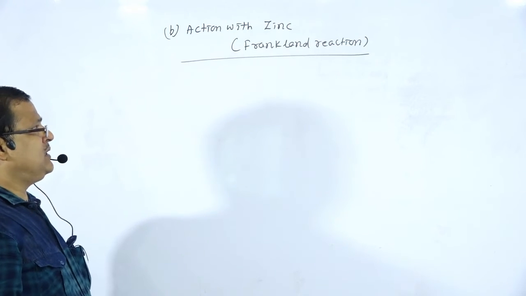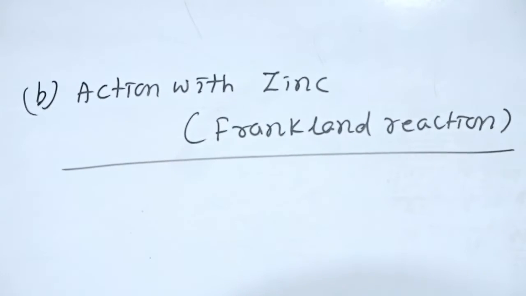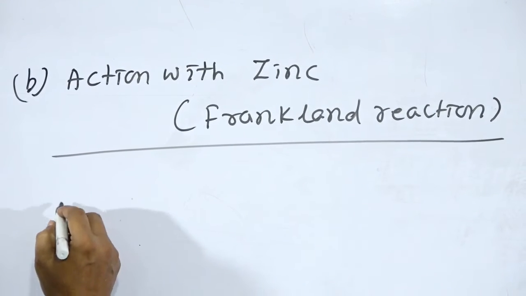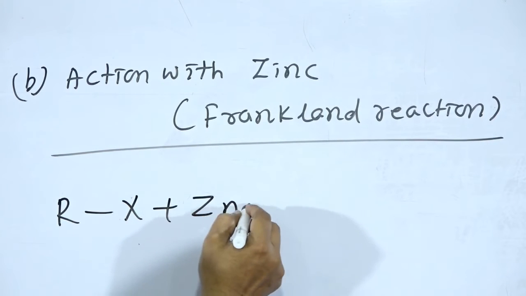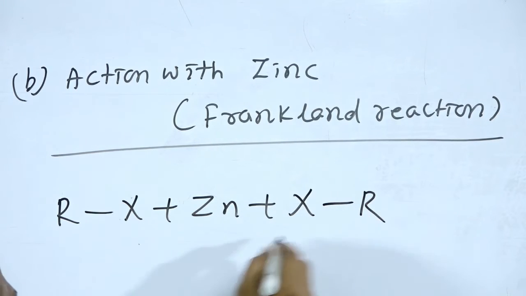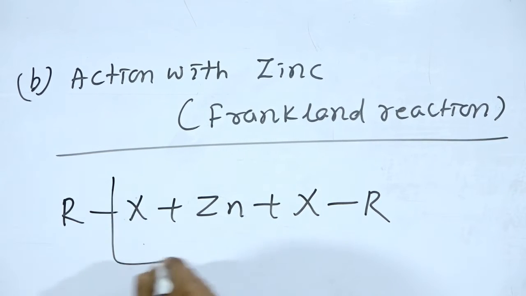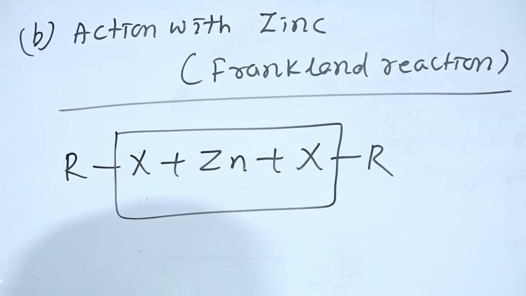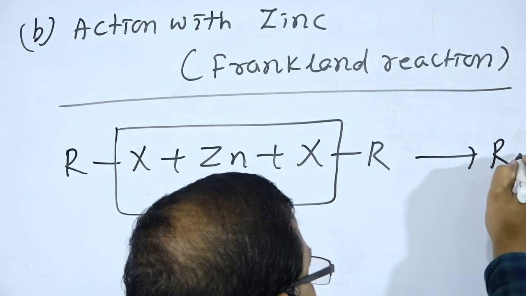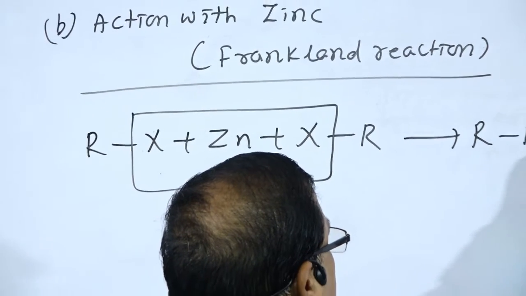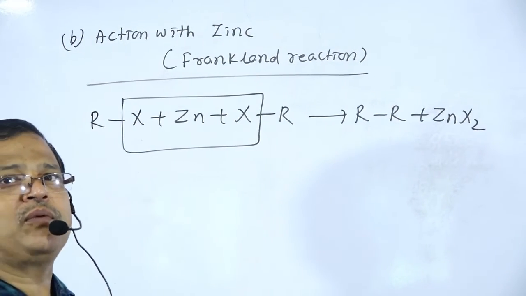Next one is action with zinc, that is the Franklin reaction. This method is also used to increase the number of carbon atoms. For example, alkyl halide RX plus metallic zinc. Zn and X are removed in the form of ZnX2, and R and R combine to form R–R plus ZnX2. R–R is the formula for that alkane.